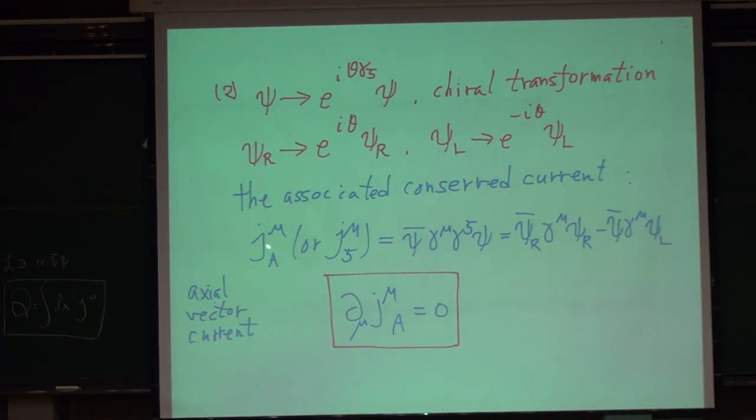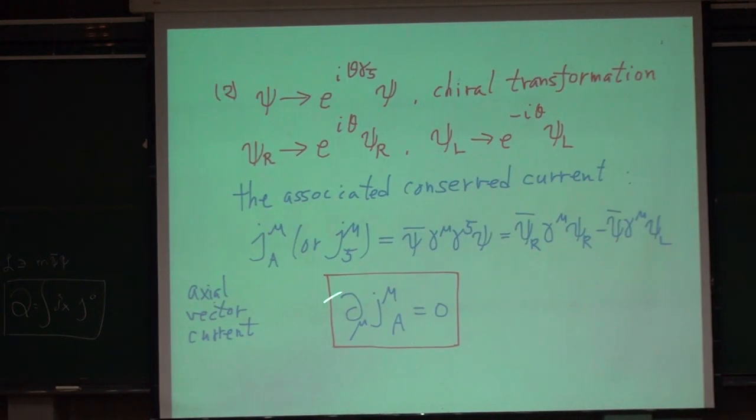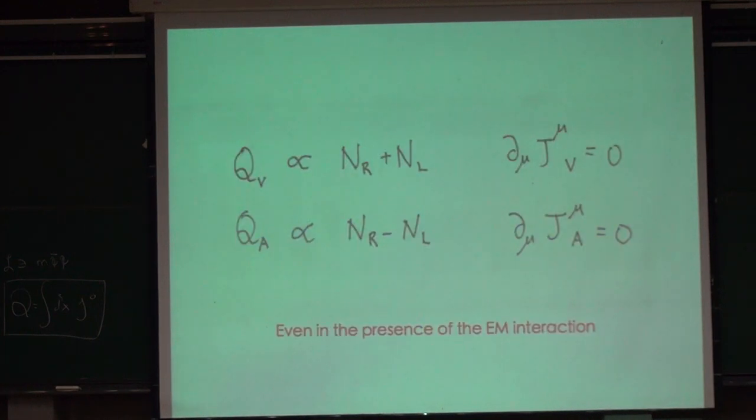So I just want to show you that this associated current is psi bar gamma mu gamma five psi, and it's written in terms of psi R and psi L. It is psi R bar gamma mu psi R minus psi L bar gamma mu psi L, and it is conserved. So classically, for the phenomenon governed by a theory defined by this Lagrangian, this current is conserved, and this axial vector current is conserved.